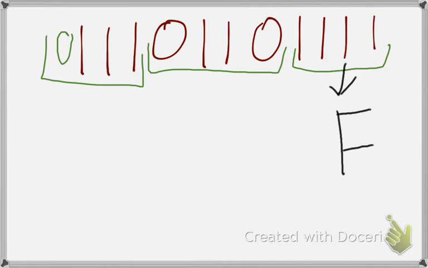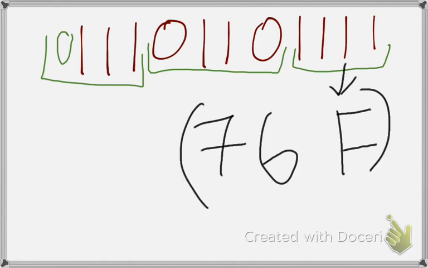So I'm going to write down F, and the next thing is 0110, and 0110 is 6. That is 4 plus 2 is 6. Yes, it is 6. And the leftmost is 0111, which is 7. So my hexadecimal number is 76F. This is my required hexadecimal number, which I've obtained from the given binary number.